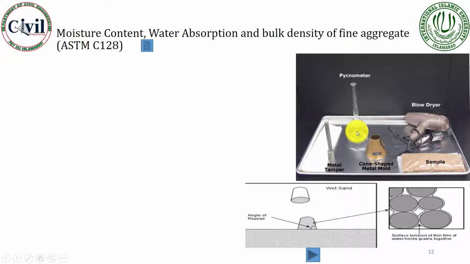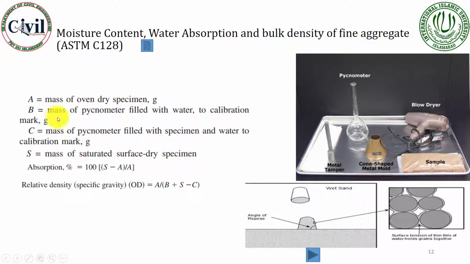You will weigh this picnometer along with water and sand sample, and then you will weigh the picnometer and water on a weighing balance, and lastly you will weigh the empty picnometer. So by putting these into the formulas, you will calculate the density of a liquid.